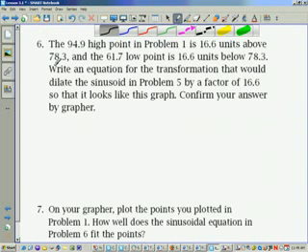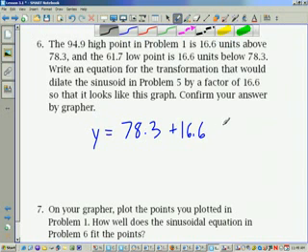The 94.9 high point in problem 1 is 16.6 units above 78.3, and the 61.7 low point is 16.6 units below 78.3. Write an equation for the transformation that would dilate the sinusoid in problem 5 by a factor of 16.6, so it looks like this graph. Confirm your answer with your grapher. So we're going to vertically stretch it 16.6. We're going to start at 78.3. We're going to stretch it 16.6 up and down, and we're going to shrink it by a factor of 30, and then we're going to move it to the right 7.